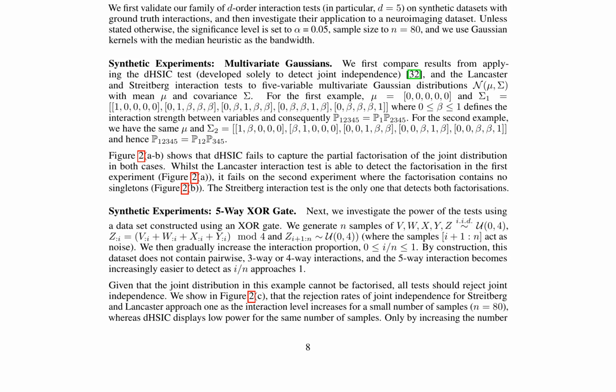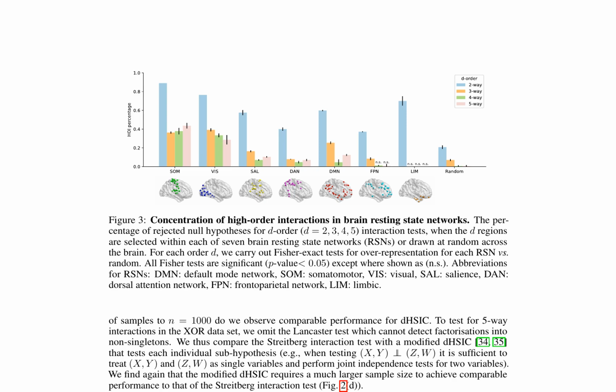The tests are validated using Gaussian kernels and the median heuristic for bandwidth. The authors investigate the concentration of high-order interactions in brain resting state networks using the Streitberg interaction test. Figure 3 presents the results, showing that 2, 3, 4, and 5-way interactions are significantly more common among regions belonging to the same resting state network, RSN, compared to random sets of regions. This supports the hypothesis that high-order interactions are more probable within RSNs, which are known to perform similar functions.